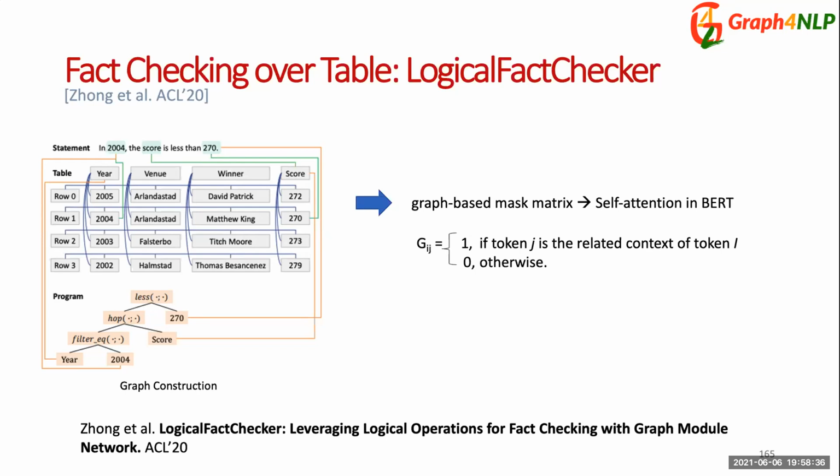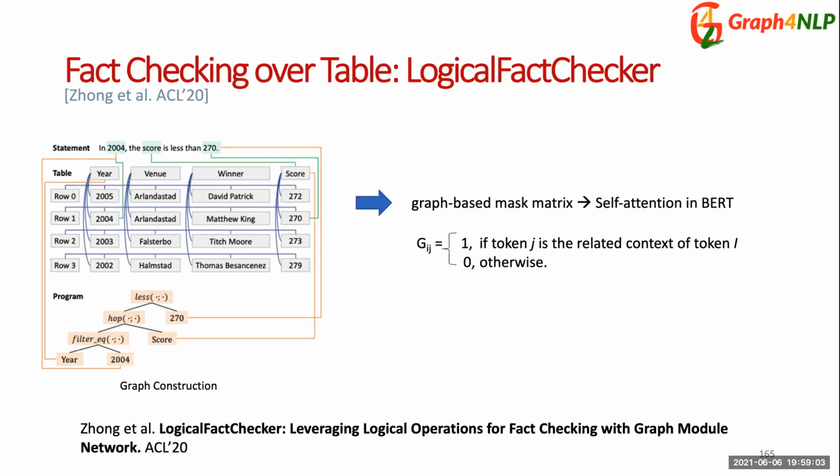For each table, the nodes are the columns, cells, as well as the rows. And every cell is connected to the corresponding column node and row node, and the cell nodes in the same row are also fully connected with each other. So that we construct the part related to the table itself. And then for each program, it's already in a tree, right? So we have functions and arguments.